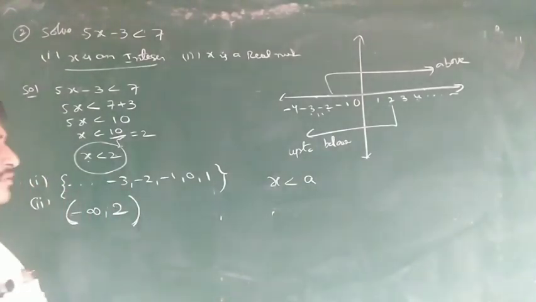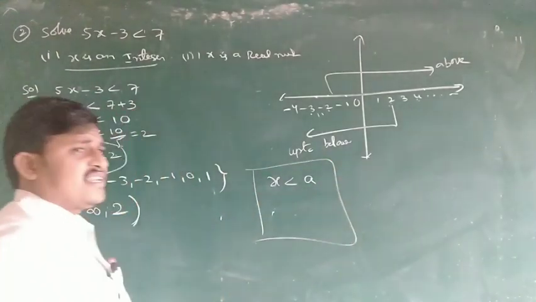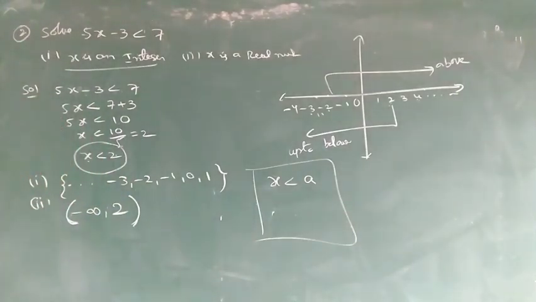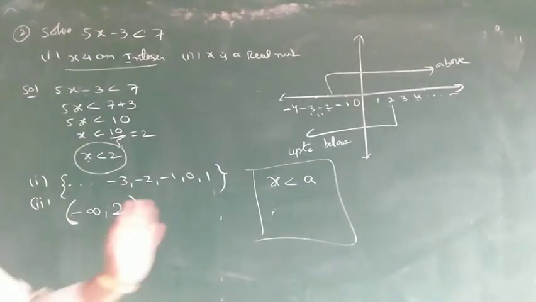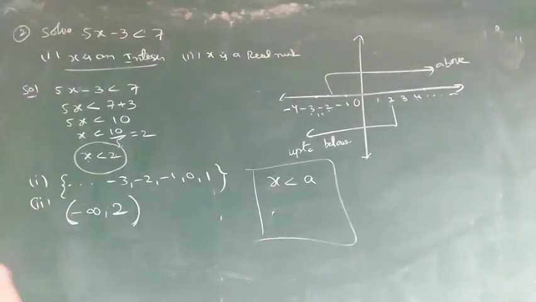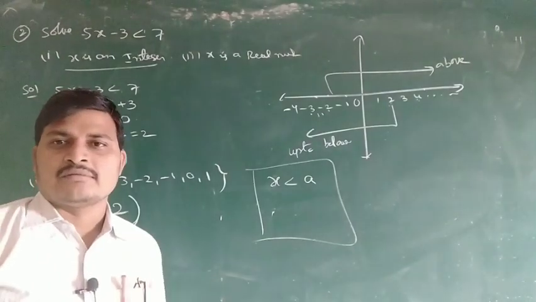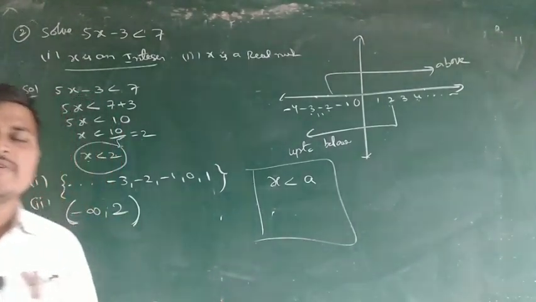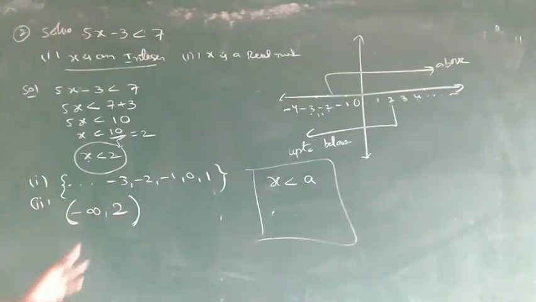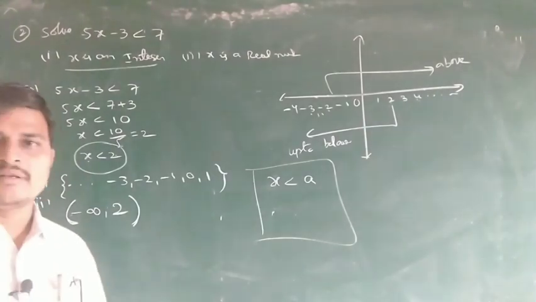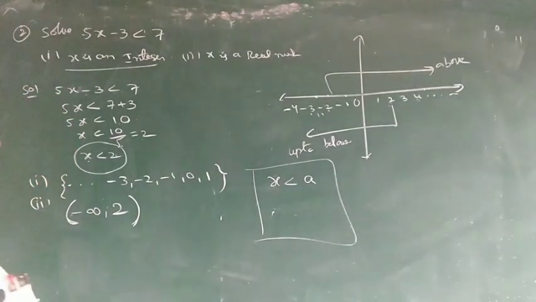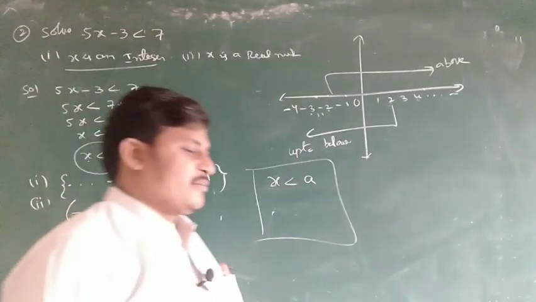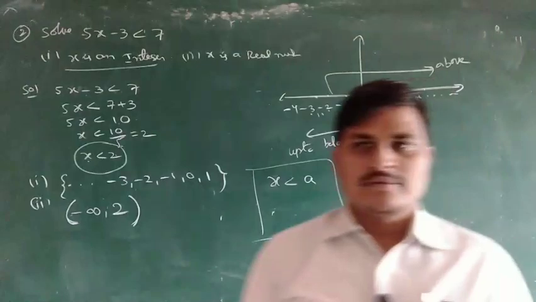If you don't understand, apply the formulas. X less than a, x greater than a, x less than or equal to a, x greater than or equal to a. X less than 2 means minus infinity to 2, open interval. X less than or equal to 2 means minus infinity to 2, closed interval. Minus infinity and plus infinity are always open. Less than and greater than mean open interval. Less than or equal to and greater than or equal to mean closed interval. So this first type of problems is completed. Tomorrow I will continue with the next type of problems. Okay, thank you.